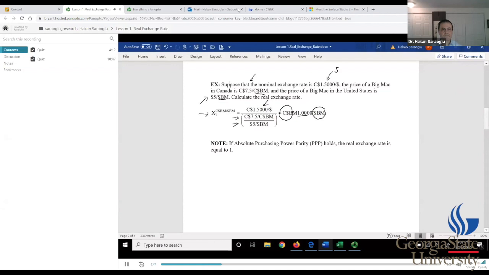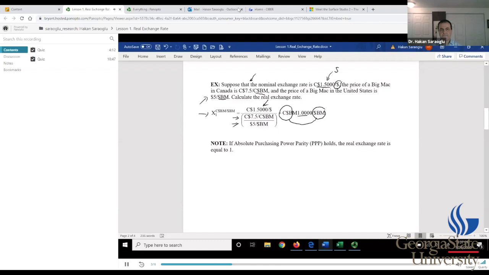Notice the nominal exchange rate is a simple exchange of monies. In that case, you're exchanging 1 US dollar with 1.5 Canadian dollars, but that doesn't say anything about purchasing something. So that's the nominal exchange rate, and the real exchange rate is actually the exchange rate between, in this case, Big Macs. So notice what happened here. Real exchange rate turned out to be 1.